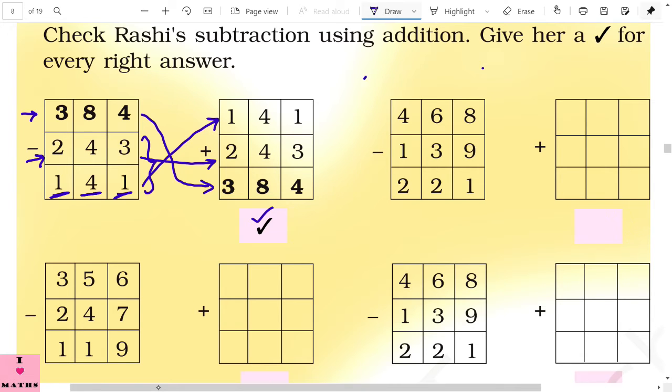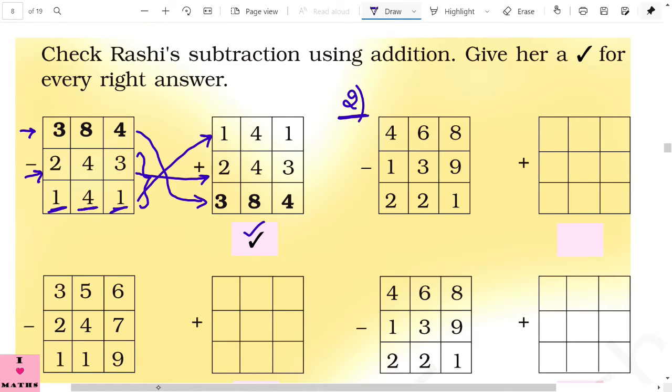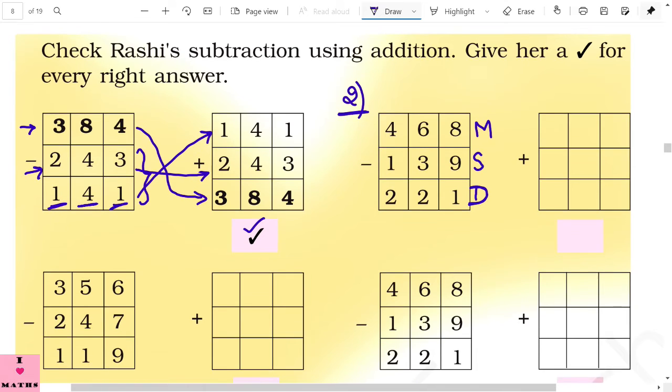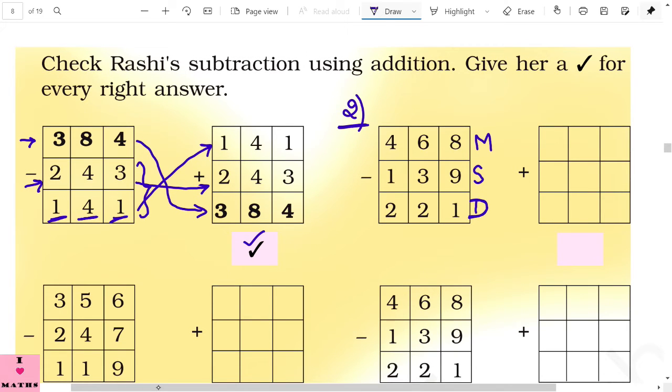Okay, now in question number 2, 468 is the minuend, 139 is the subtrahend, and 221 is the difference. Now we have to check whether this is correct or not. So we are going to do this with the help of addition. Difference we are going to write here. Subtrahend we are going to write here, and then we have to add.